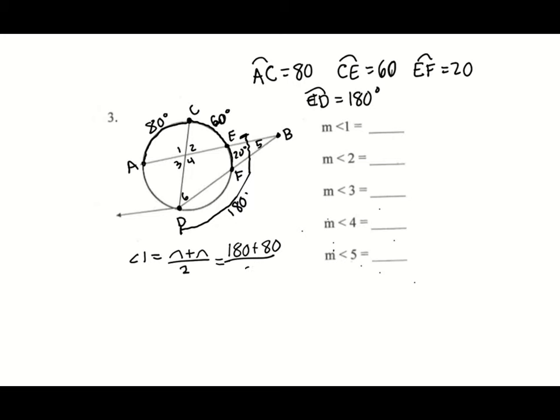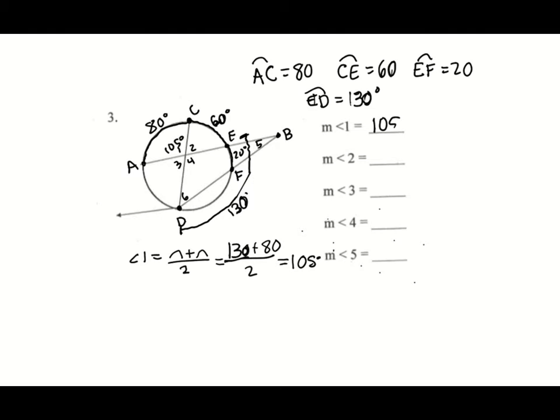divided by 2. And sorry, this isn't 180. This is supposed to be 130. So let's change that. I was thinking it looked a little short. 130. And 130 here. Okay, so 130 plus 80, that gives me 210 divided by 2, gives me 105 degrees. So that is my first angle, 105. I can write that in there.